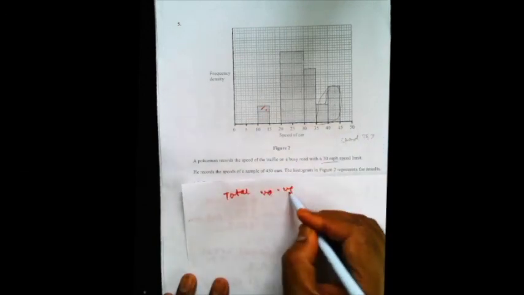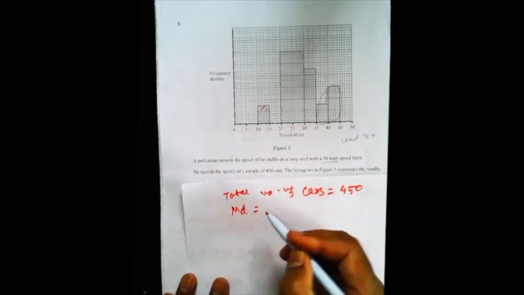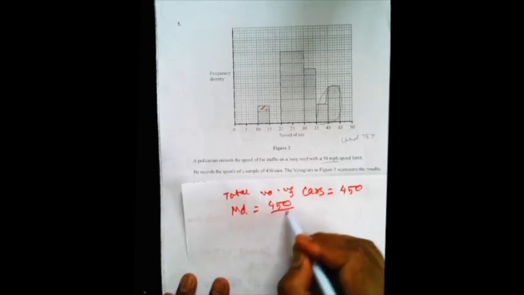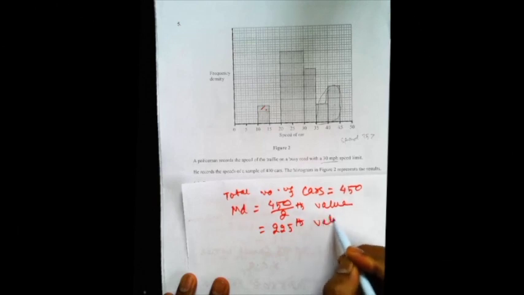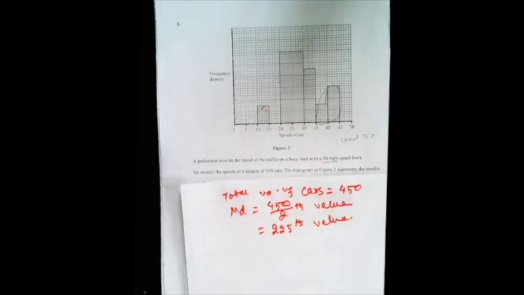So you can see that all together, how many cars are there? The total number of cars in this case is 450. So the median value will be given by the 450 divided by 2 value. That means it is the 225th value. So without using a formula, you can estimate the median from the given graph. We have to work out a bit there in order to reach the median point.